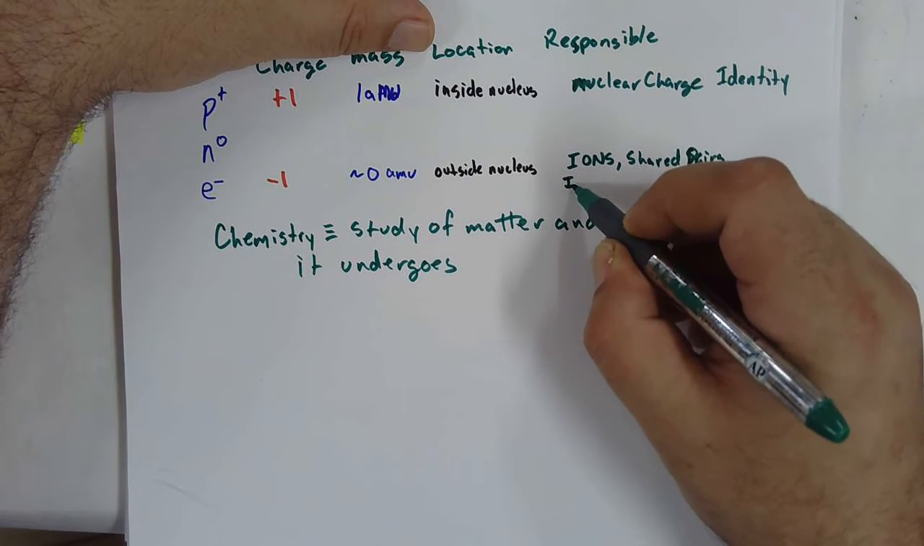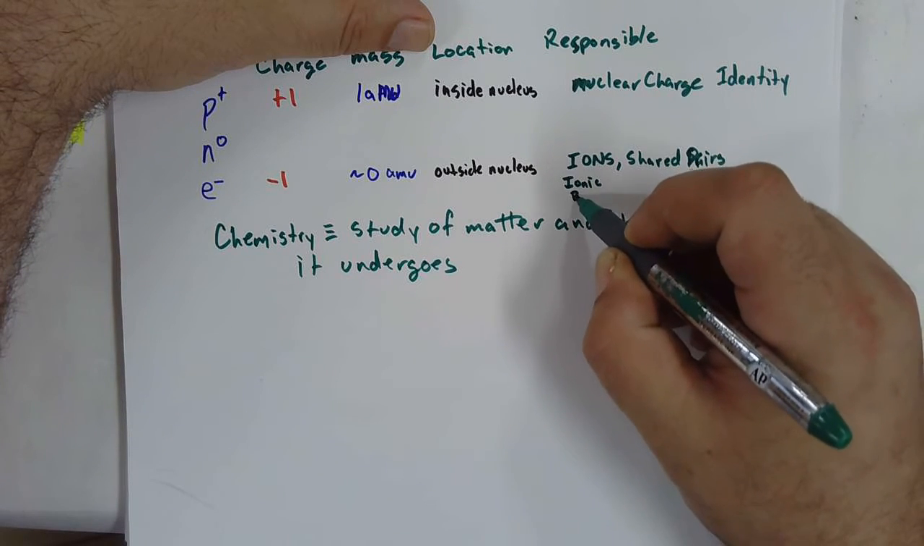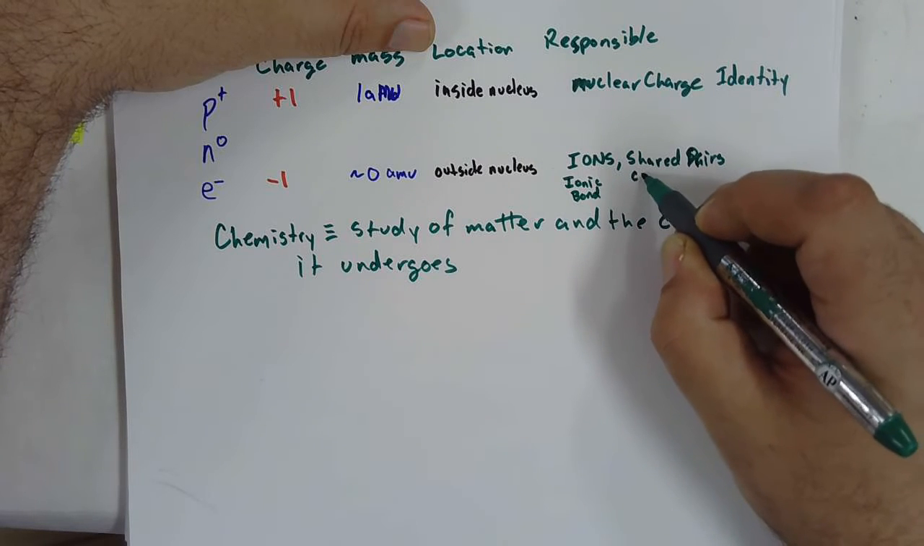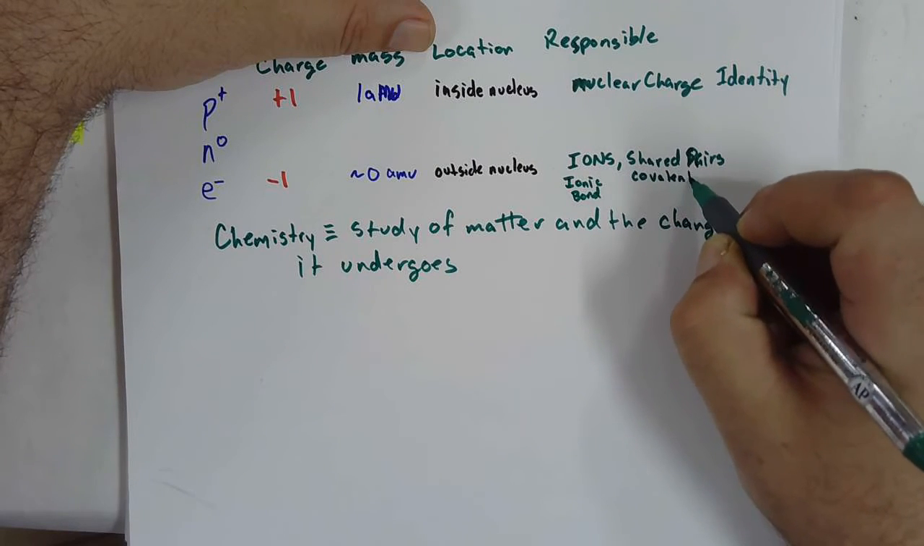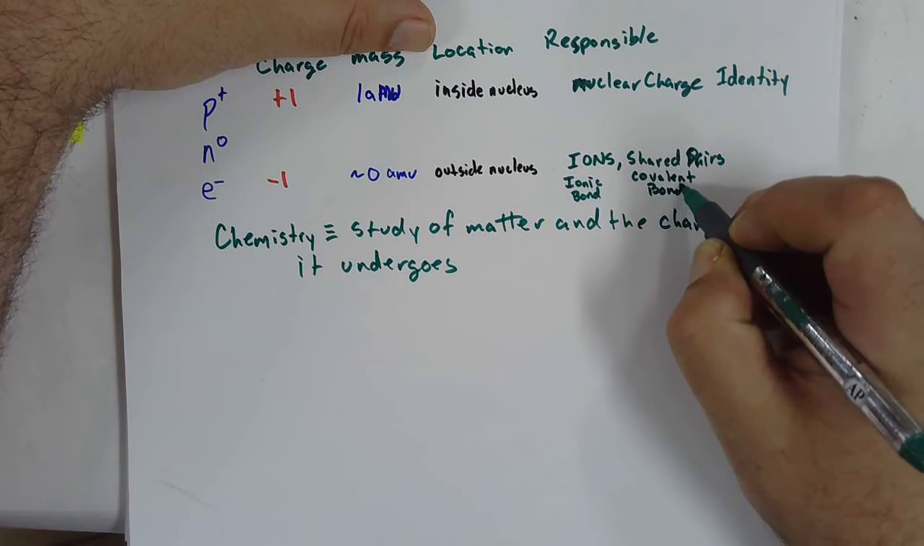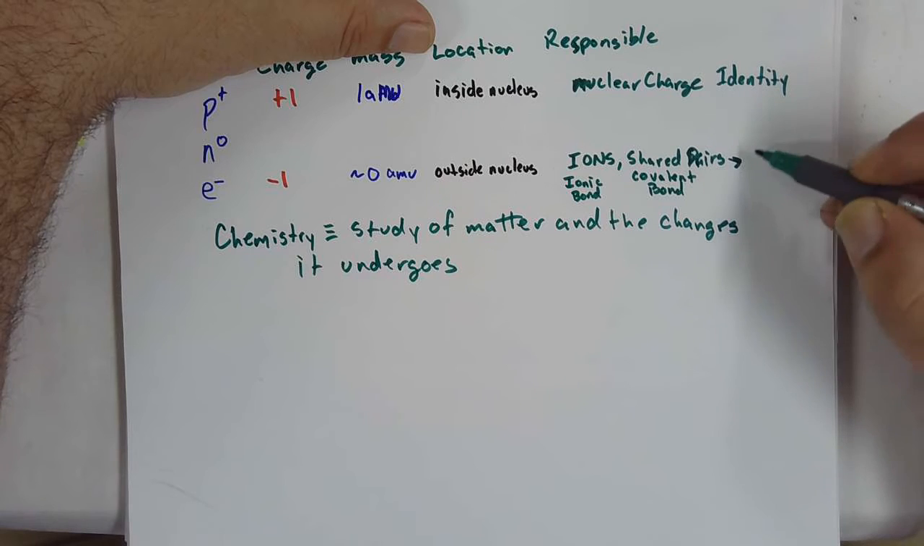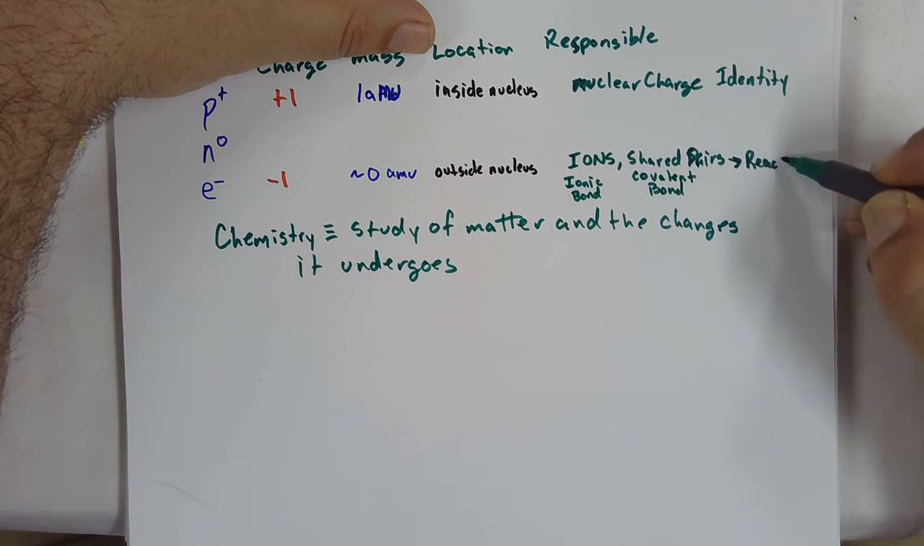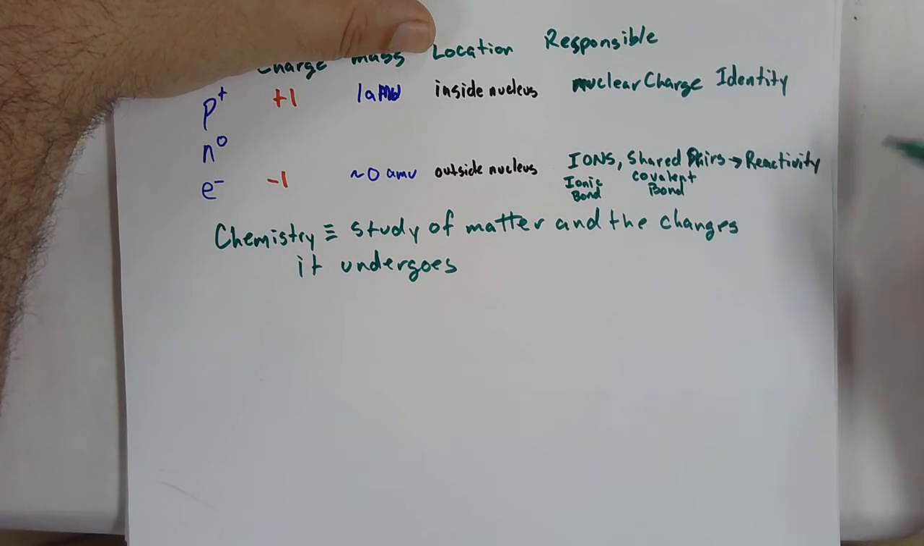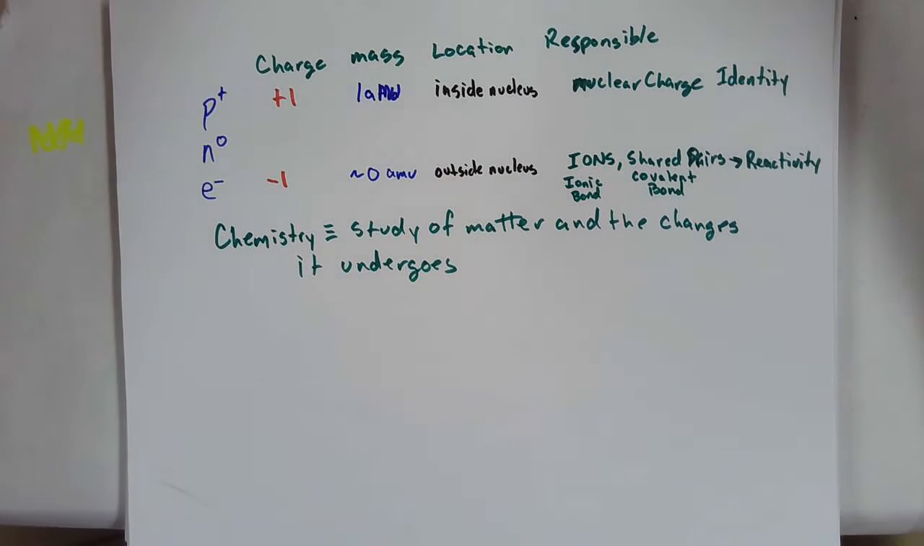So this would be an ionic bond. And this is called a covalent bond. So all of this gives us reactivity. All reactions occur because of electrons. Does that make sense, everybody?